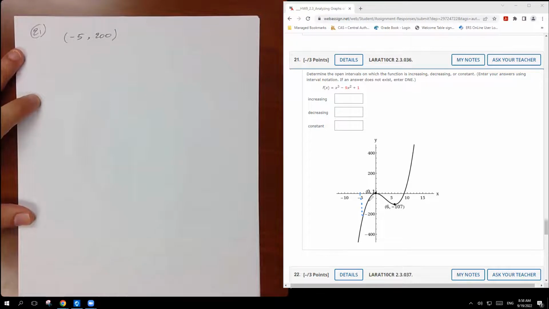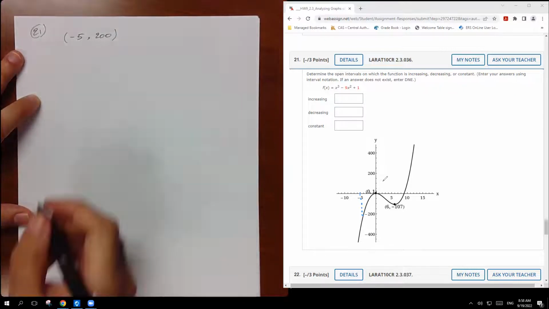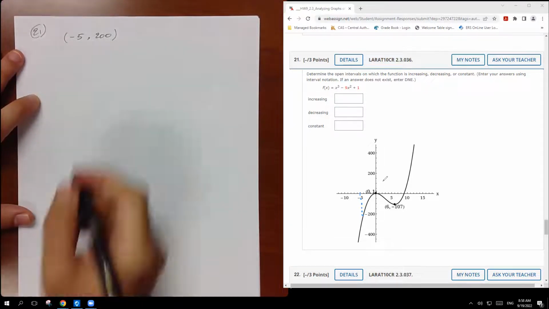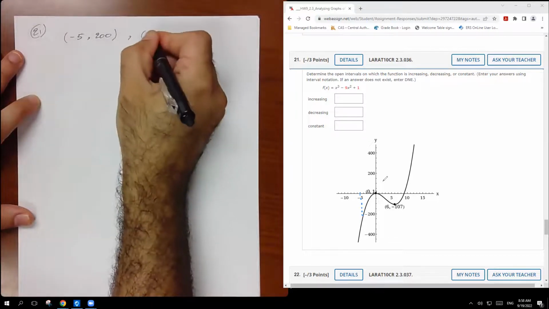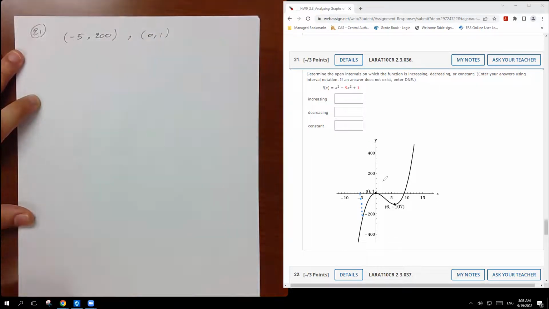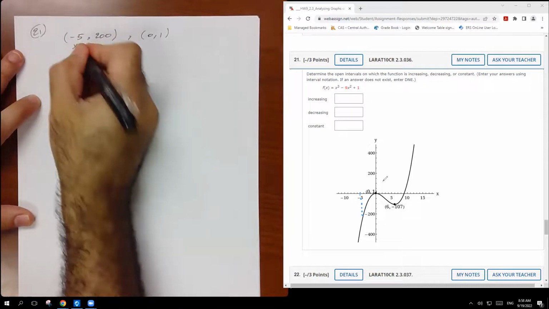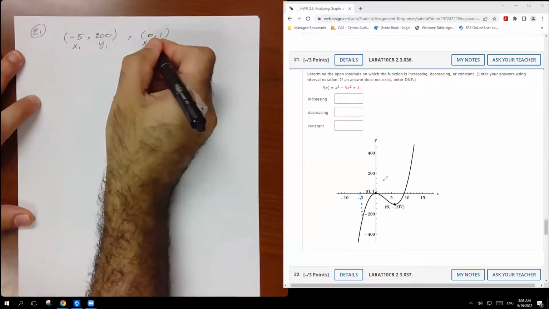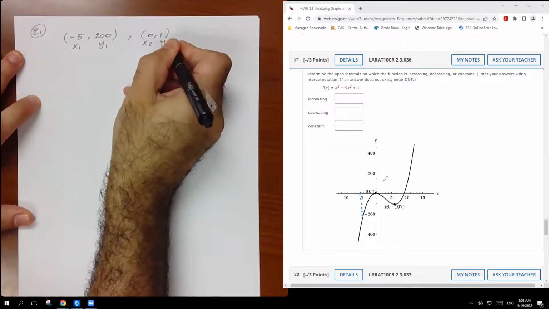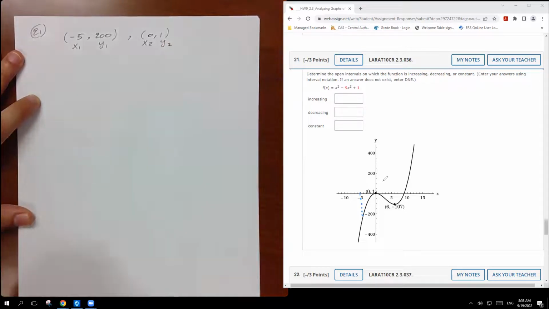And you see the second point, this one is not 0, 0. It says 0, 1. So it's a little bit higher than the 0. So be careful. Here is the second point, 0, 1, which is a point on the graph. So this one is x1, y1, and here is x2, y2. So let's find the slope.